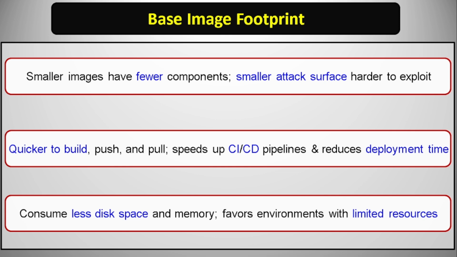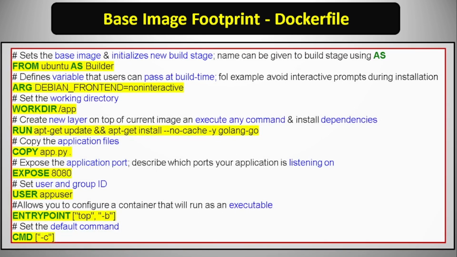Now let's have a quick recap of what a Dockerfile is. A Dockerfile is a text file that contains a series of instructions for building a Docker image. These instructions define the environment, dependencies, and configuration needed to run your application. Think of it as a recipe for creating a container. Let's discuss some instructions of a Dockerfile.